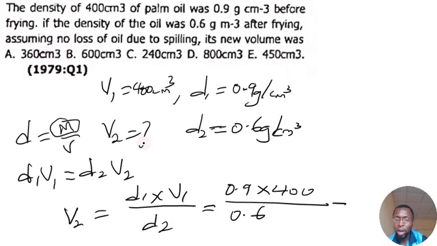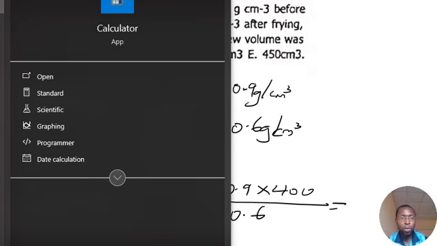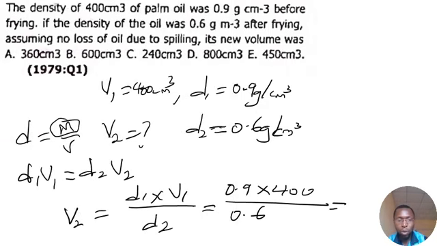So let's now point our calculator to get our V2. Okay, now from here we have 0.9 multiplied by 400, and divided by 0.6, that is 600. So our V2 is 600. So our answer here is 600 centimeter cube. That's the correct answer, and that is option B. All right, that's option B.